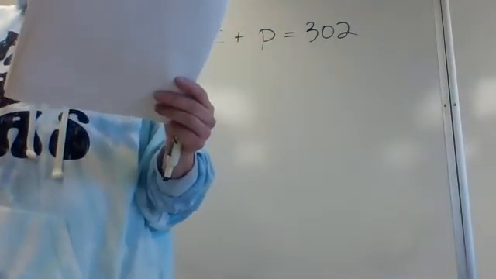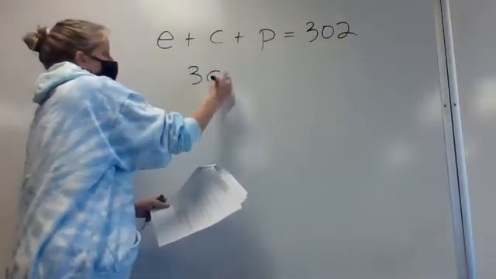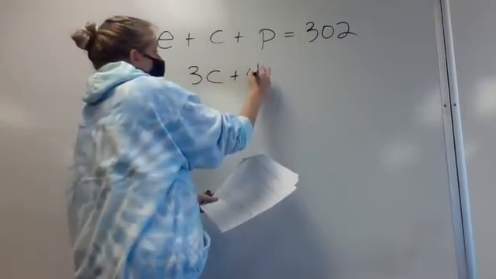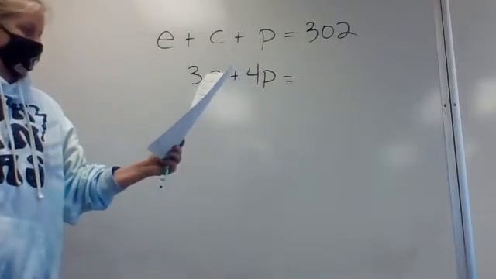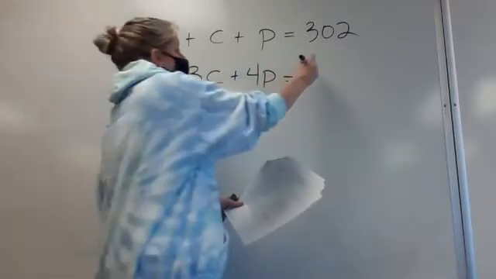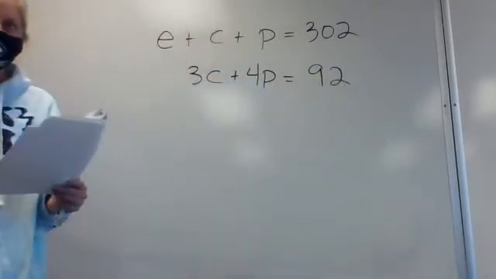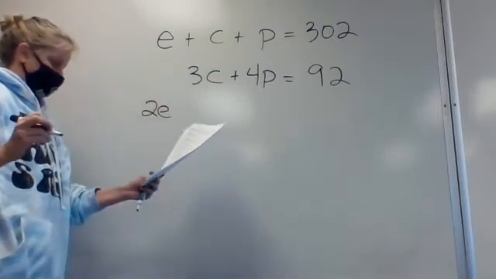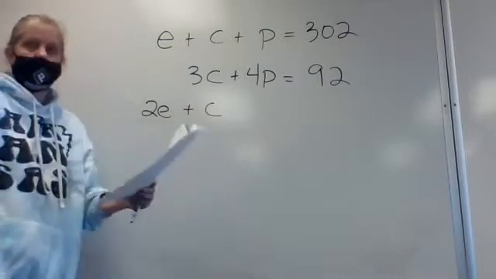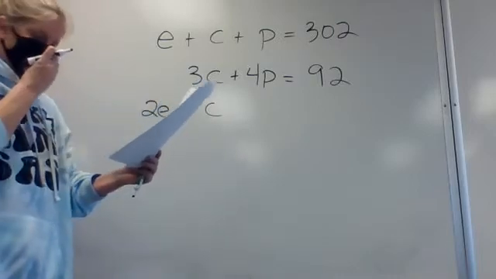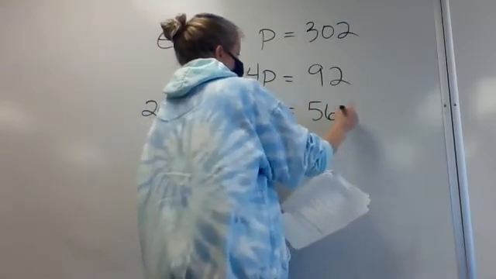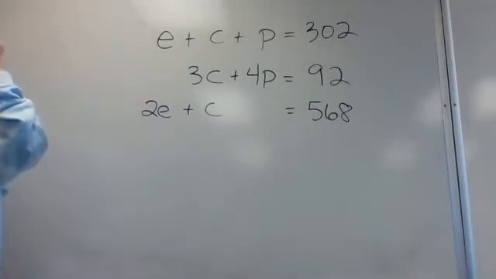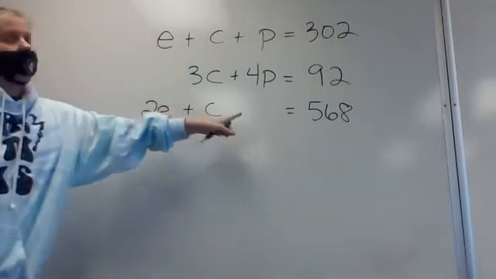The second statement says the child eats 3 cupcakes. So 3C. And 4 slices of pizza. So plus 4P, the child takes in 92 milligrams of cholesterol. The last statement says by eating 2 eggs, so 2E, and 1 cupcake, so 1C, a child consumes 568 milligrams of cholesterol.